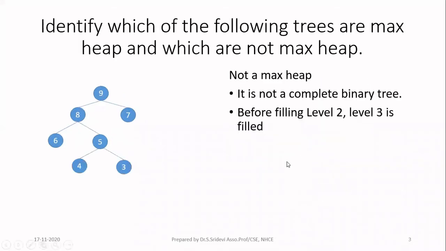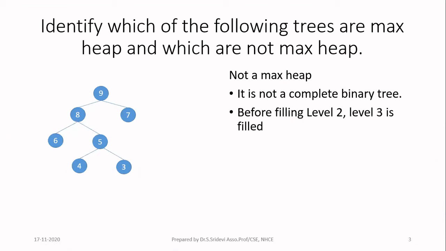Now let us identify which of the following trees are max heap and which are not max heap. First, let us consider this particular example. Here, totally, I have 7 nodes. First you have to check whether it is a complete binary tree or not. After that, only you have to check for the max heap condition.